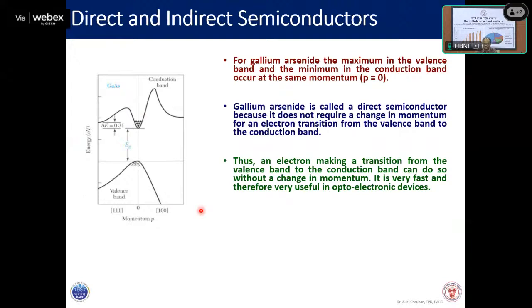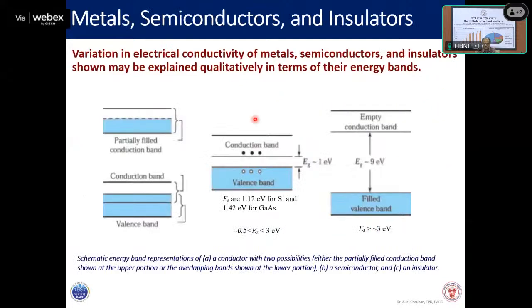So an electron making a transition from the valence band to the conduction band can do so without a change in momentum. It is very fast because you don't require any contribution from the lattice, so only the incident radiation is sufficient. Therefore, it is very useful in optoelectronic devices, and gallium arsenide is used in most optoelectronic devices. Now we have already learned that double differentiating this E-P curve will provide the effective mass of the electron.